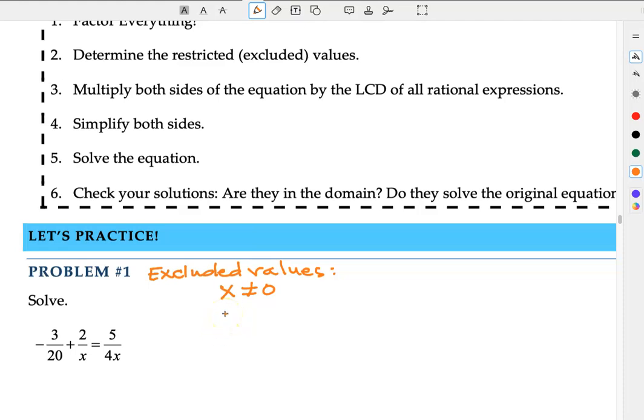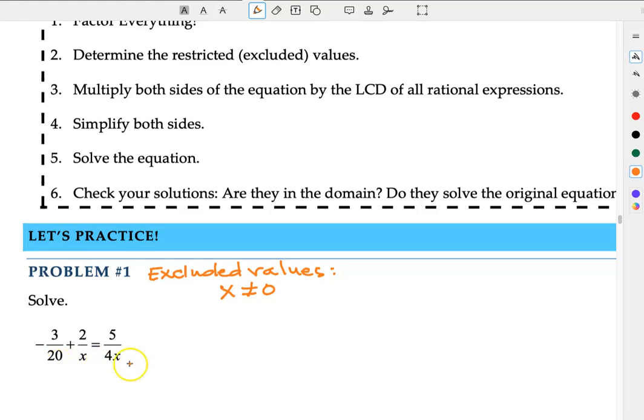Meaning if we solve this through and we came up with 0 as one of the answers, we'd say that the solution does not exist, or there's no solution to that. All right, so we figured out what our restricted or excluded values are.